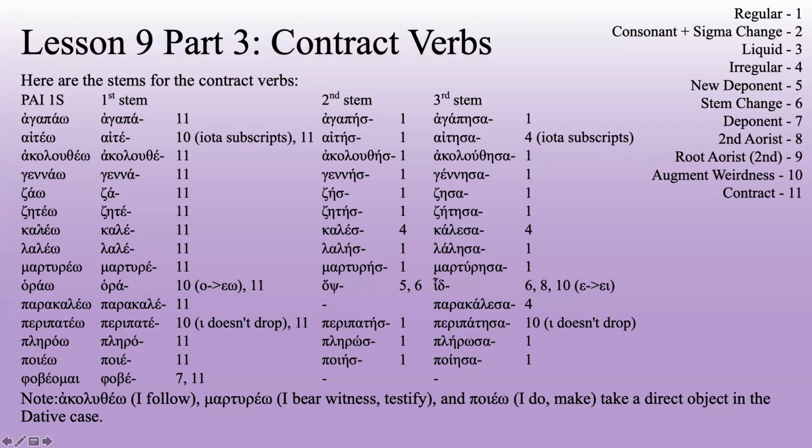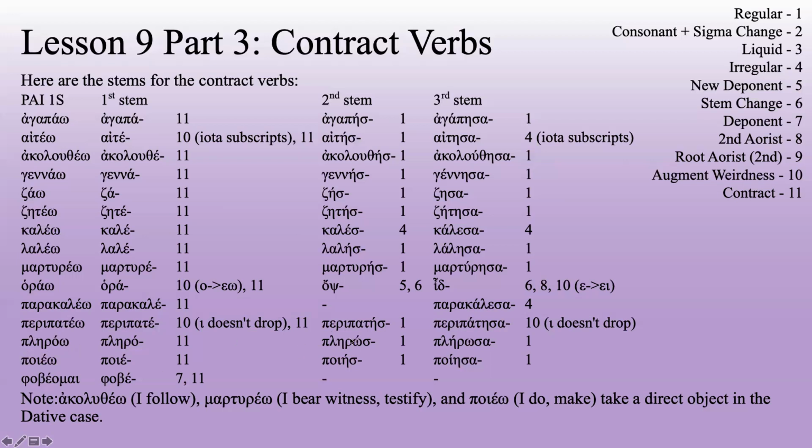Parakaleo does the exact same thing that kaleo does with the epsilon not lengthening. Peripateo, the iota does not drop when we add the epsilon for the augment. So periepate, whatever. In the second stem, it's normal. In the third stem, it's normal, except for, again, that iota doesn't drop out.